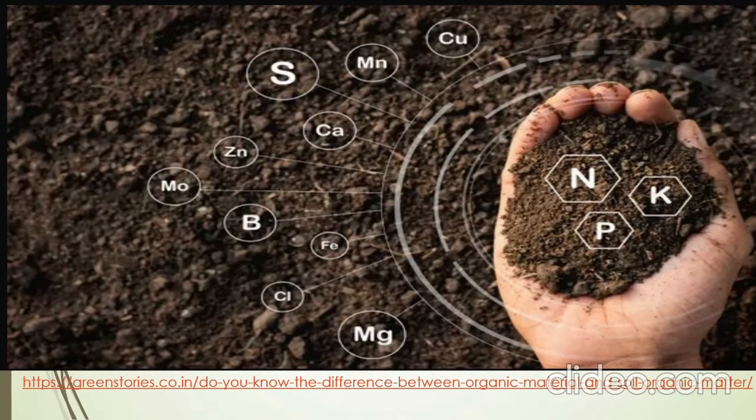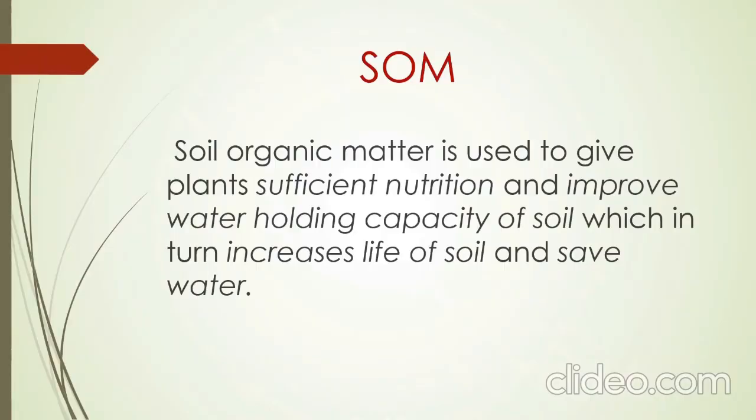So basically soil organic matter is used along with the soil to give plants sufficient nutrition and improve the water holding capacity of soil, which in turn increases the life of soil and saves water. When the water holding capacity of soil increases, the soil retains more water in itself for its growth, and hence the frequent water consumption by the soil is reduced by adding soil organic matter.